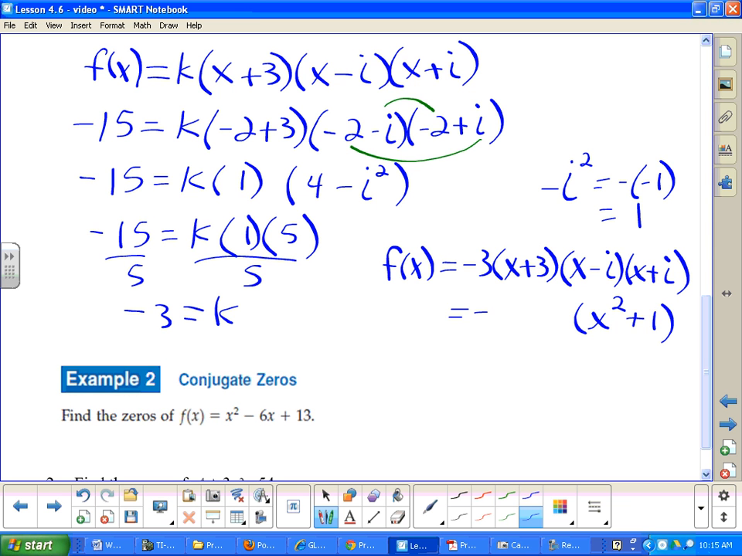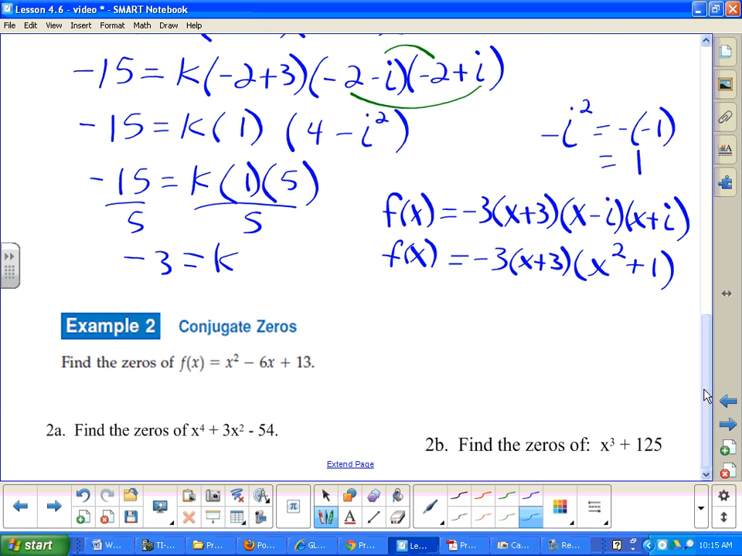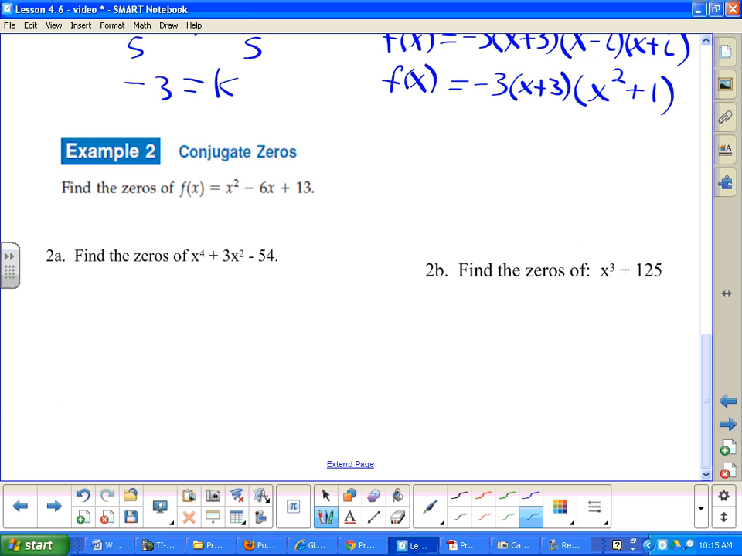So then you just have to finish that multiplication to find the actual function itself. Okay, all right, so let's look at one more. And we're going to talk about conjugate zeros.